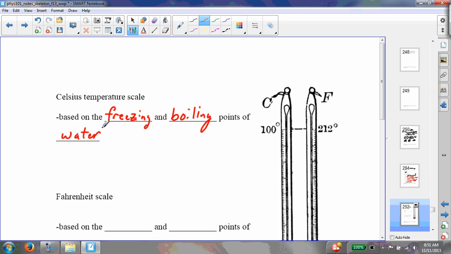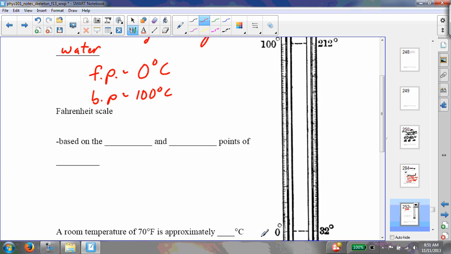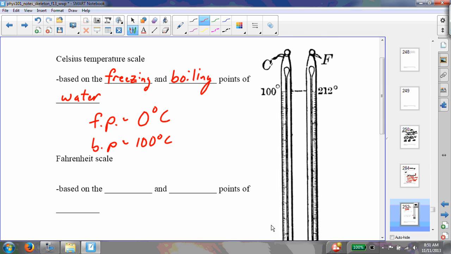So they say that with the Celsius scale, the freezing point is equal to 0 degrees Celsius, and the boiling point is equal to 100 degrees Celsius. This is just set. I say that this is the freezing point down here on our Celsius scale, and this is our boiling point, and there are 100 degrees between that. So there are 100 marks between the freezing and boiling point, and that's how we set the Celsius scale.